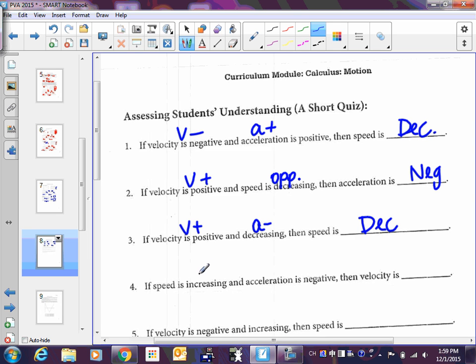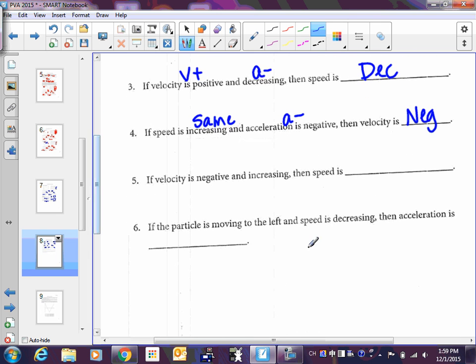Speed is increasing, so same sign. Acceleration is negative, so velocity would be negative. Same sign, because it said speed is increasing. Okay, velocity negative and increasing, which means acceleration is positive. Opposite signs, so speed is decreasing.